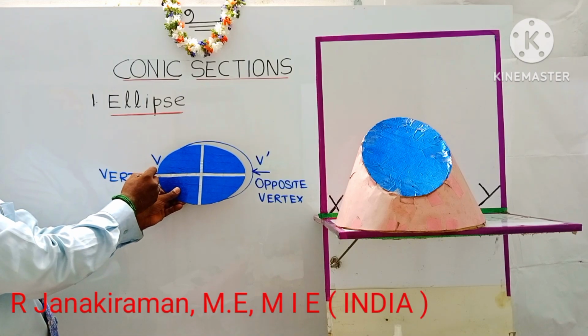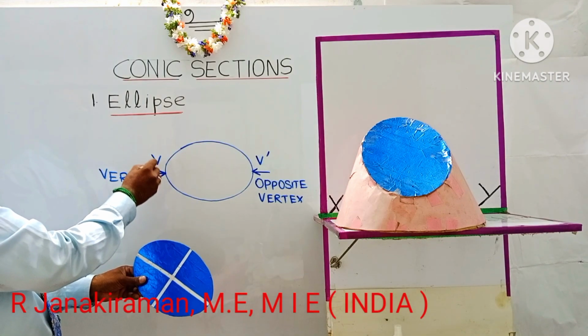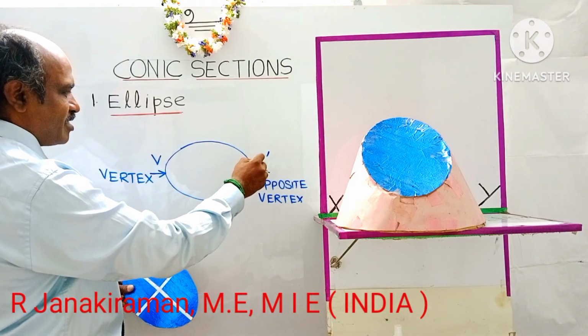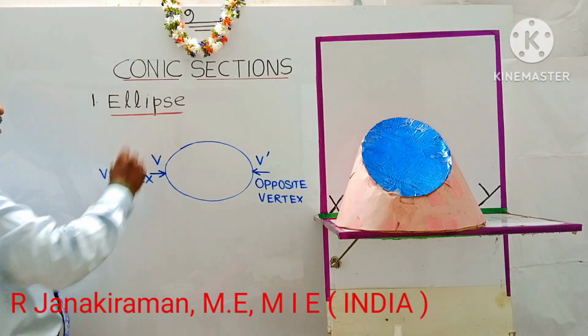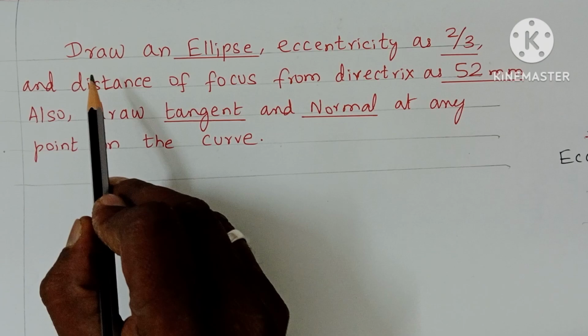This corner is called the vertex part of the cone, indicated by letter V. And this will be the opposite vertex, marked as V dash. This is the first conic section called ellipse. It's the formation or origin of ellipse. Please read the question.